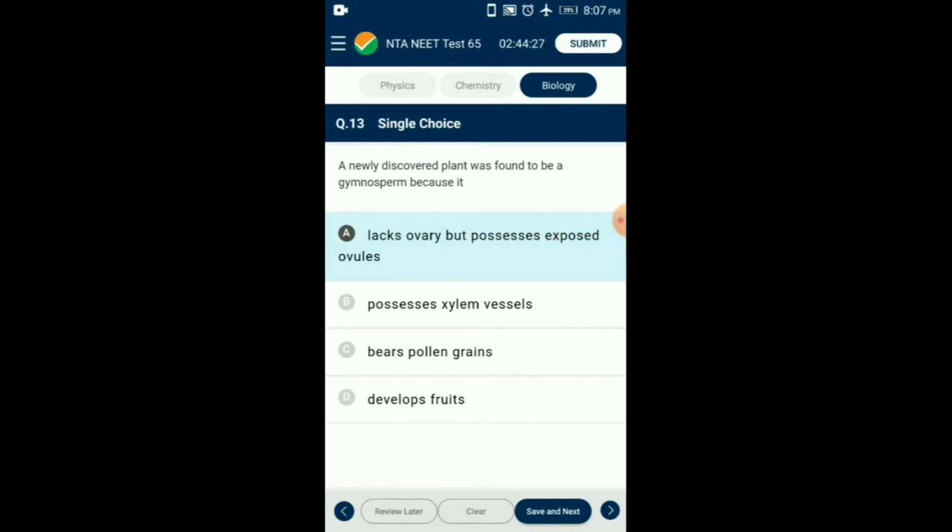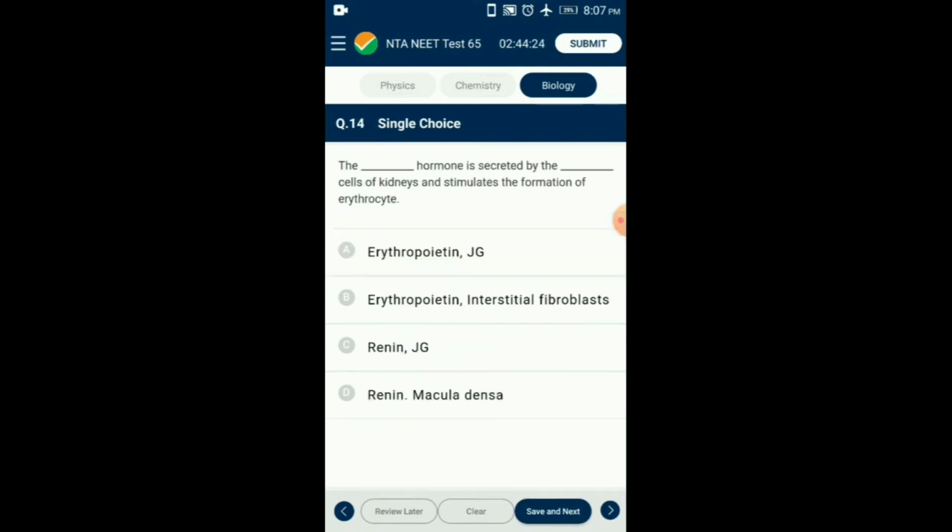Question number 14. Here two fill in the blanks are given. The dash hormone is secreted by the dash cells of kidneys and stimulates the formation of erythrocytes. Erythropoietin is a glycoprotein secreted mainly by the kidney in response to cellular hypoxia. It stimulates red blood cell production. This process is generally called erythropoiesis, in bone marrow.